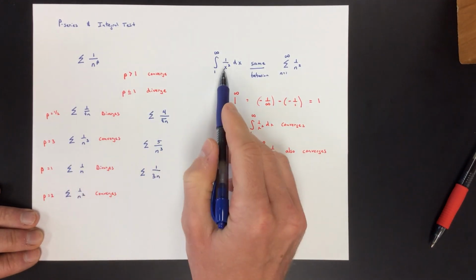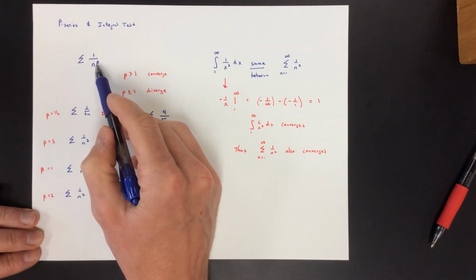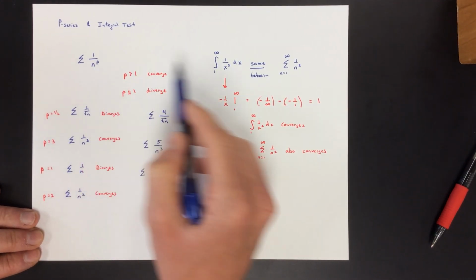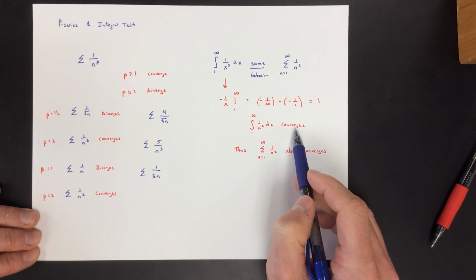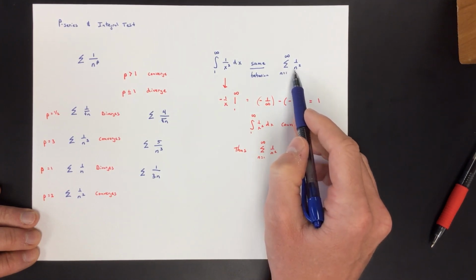And so I can use this to show that if p, as we did on the p series with integrals, if this power is greater than 1, I get a converging integral, thus a convergent series.